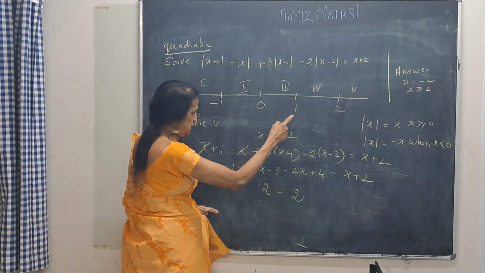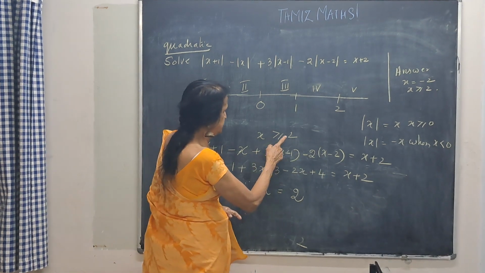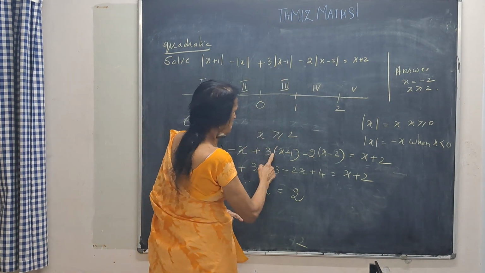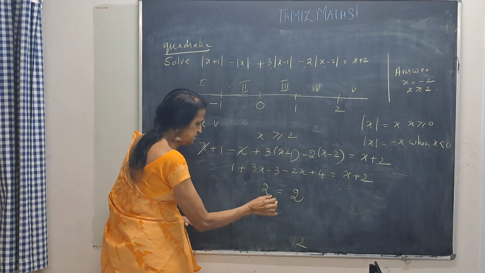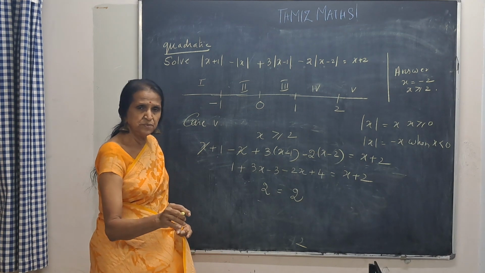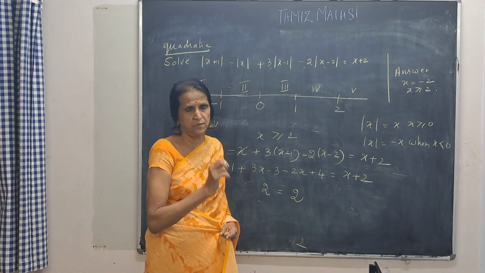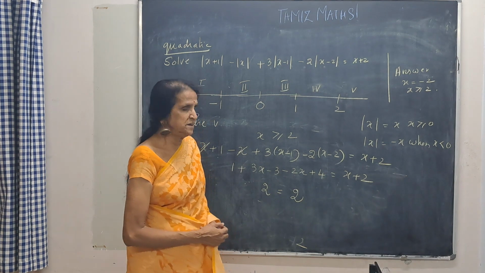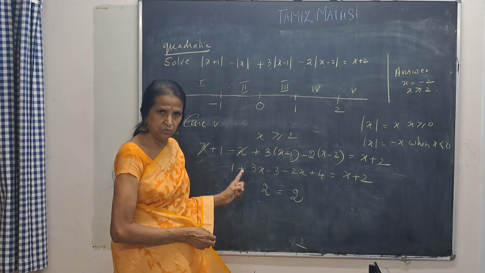So the last interval I have repeated again. When x is greater than 2, positive, positive, positive, positive, and that remains as it is. So when I cancel all this, I get 2 is equal to 2, which is always valid. So when it is always valid, that interval of x will always satisfy the given equation. So our answer is x equal to minus 2 and x is greater than or equal to 2.